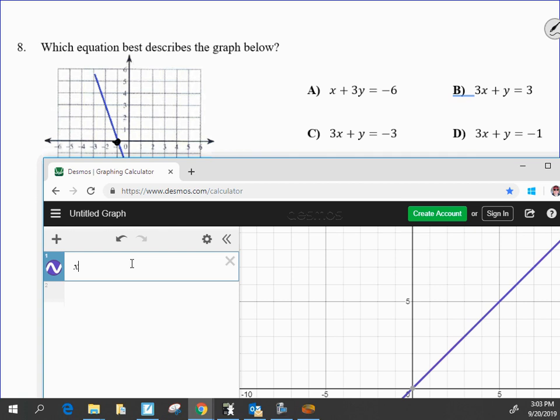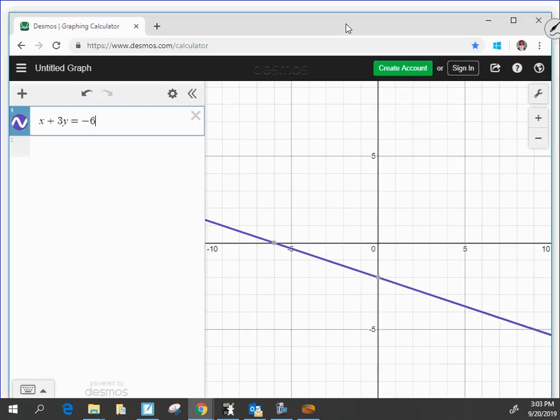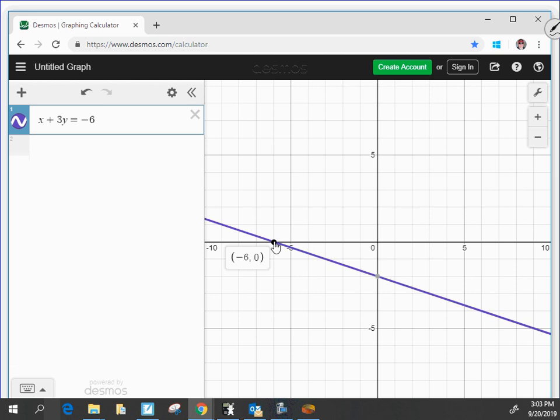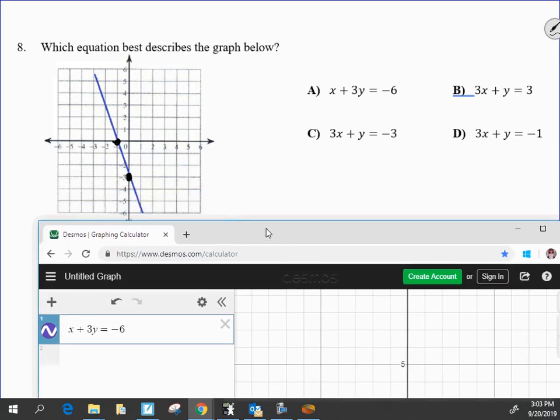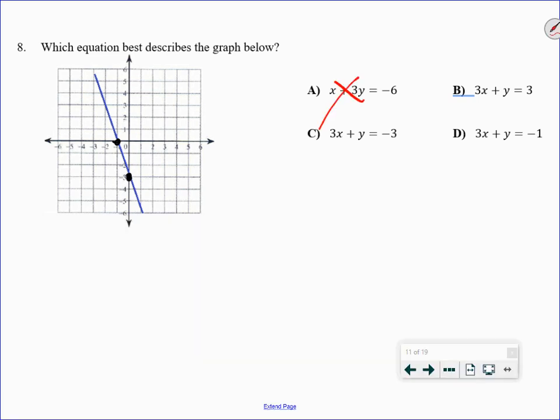A says x plus 3y equals negative 6. And if we look at that line, it has an intercept at negative 6, 0, and 0, negative 2. That is not the equation here on the board. That is not A. And you could do that for all the lines. That is a legitimate way to solve the problem.